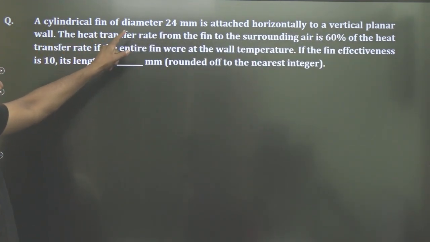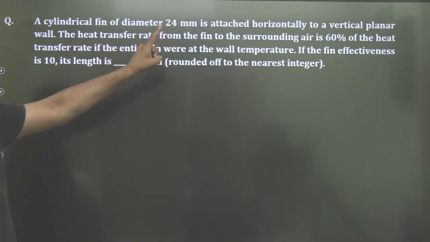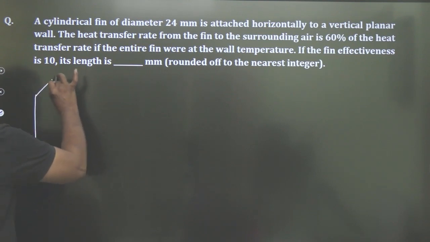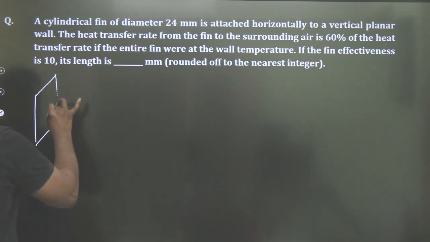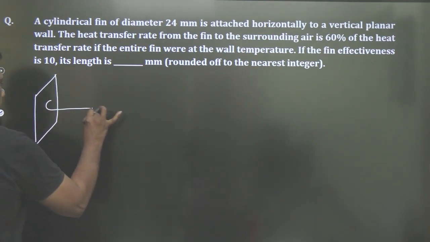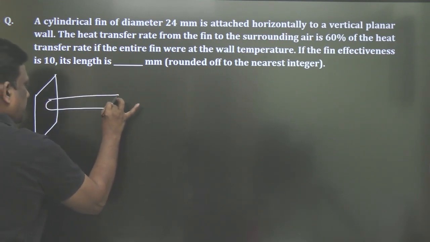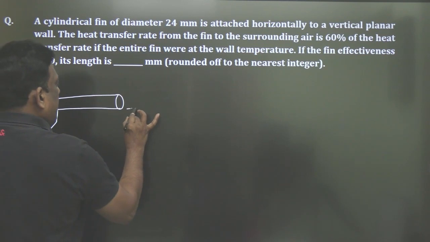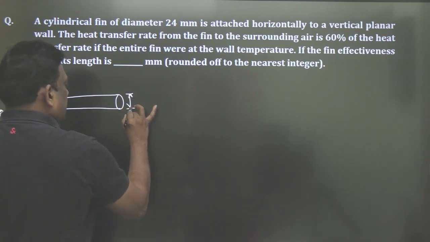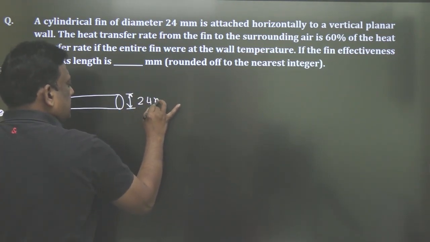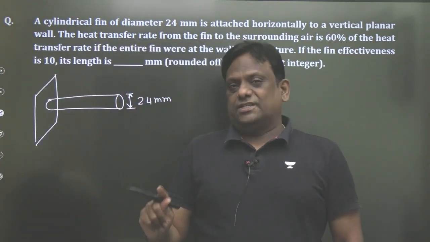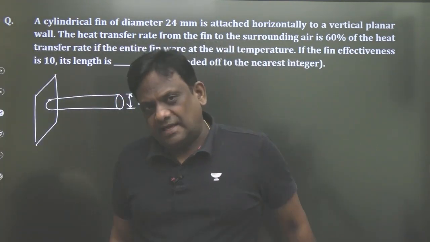A cylindrical fin of diameter 24 is attached horizontally to a vertical wall. There is a wall. To this wall, a cylindrical fin is attached. And the diameter of this fin is given as 24. This is a very good question, sirs. I'll tell you what the problem is. Finally, you may give the answer.